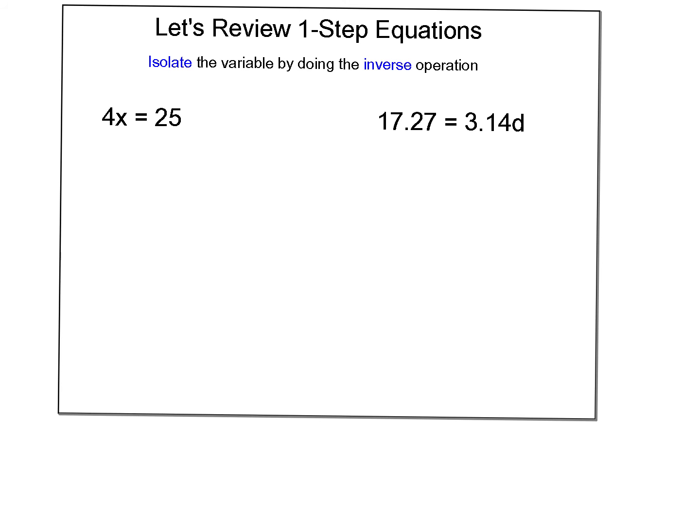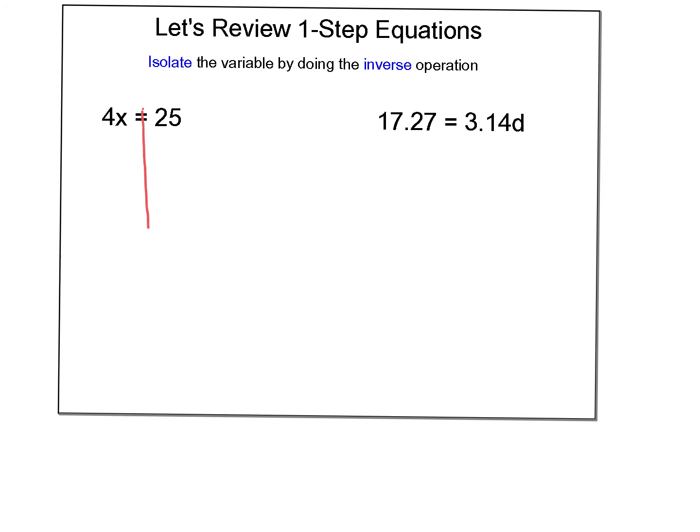So just as a quick review, let's review how to solve a 1-step equation. So our main job is to isolate the variable by doing the inverse operation, right? The opposite operation. And remember, isolate the variable means to get that variable alone. So in this equation, we have an x, and our x is all by itself.